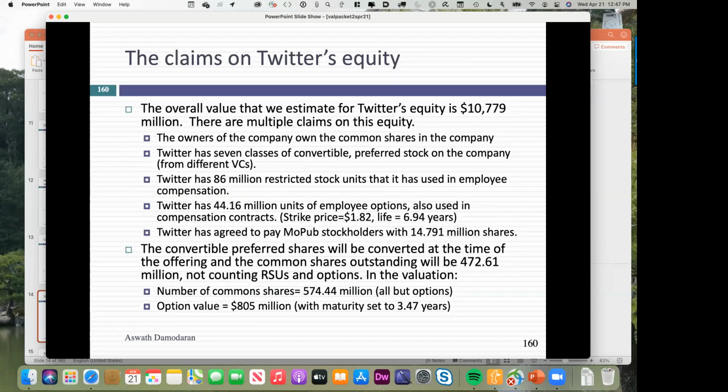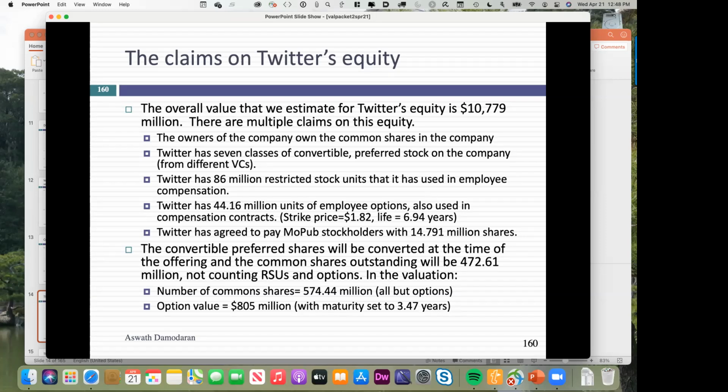They had 7 classes of convertible preferred shares. Why 7 classes? Because they had 7 VC rounds. Each VC round brought in a different class of convertible preferred. But my life got simple because they also said that on the day of the offering, these convertible preferred shares would be instantaneously converted to common shares. So guess what I did? I took those 7 classes of shares and added them onto my common shares.